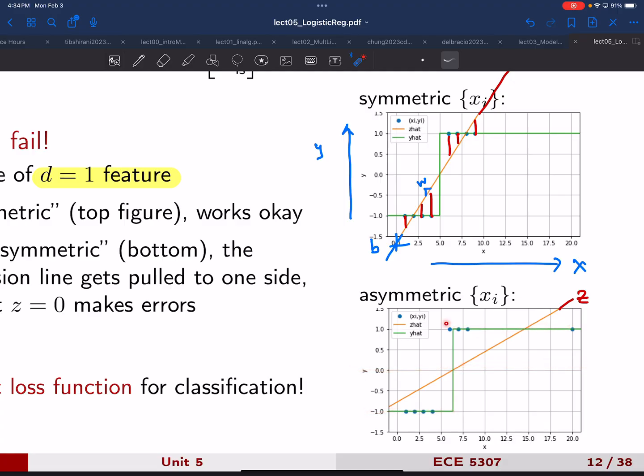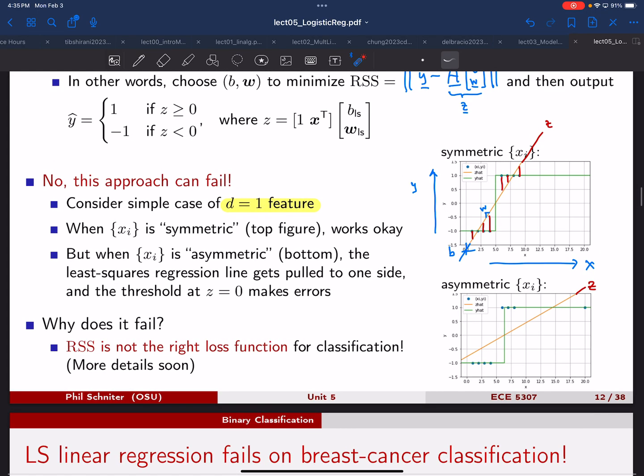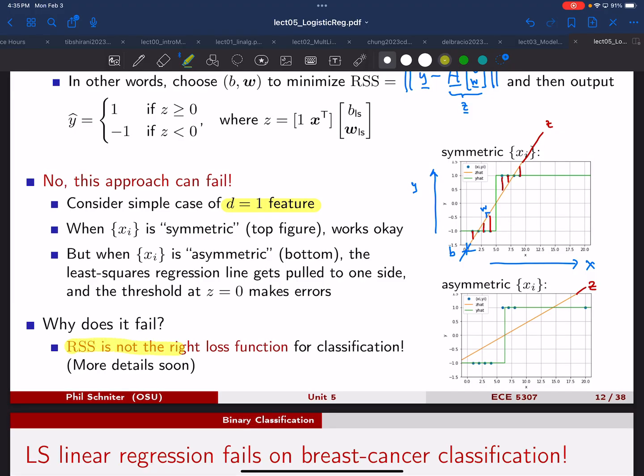And you can see that we are incorrectly classifying this test sample. So if X was this, we would be predicting this, whereas the training was this. So it's not even matching the training data, which you can see is a pretty big reason for concern. So something about least squares RSS is not really working out here. So we can say RSS is not the right loss function for classification. So we're going to try to come up with something better today.